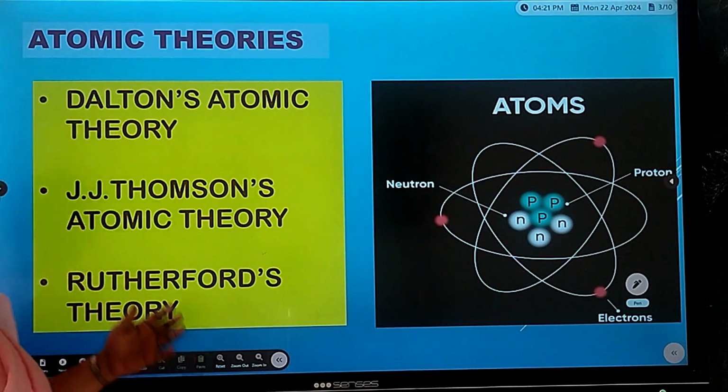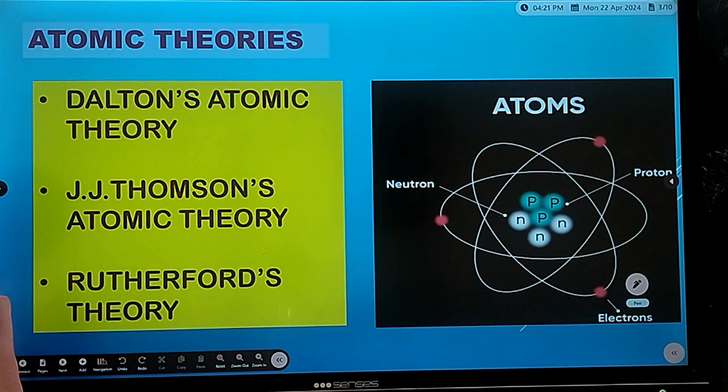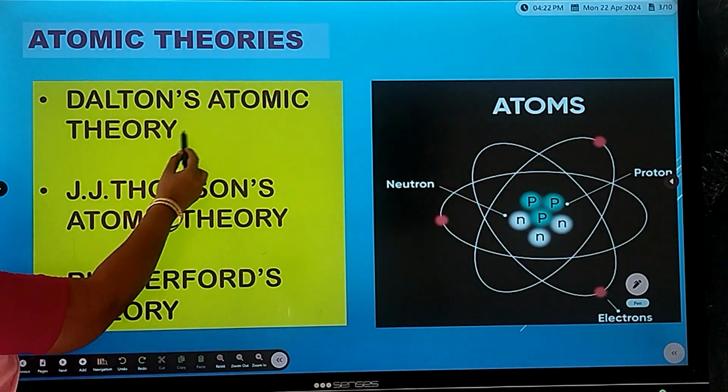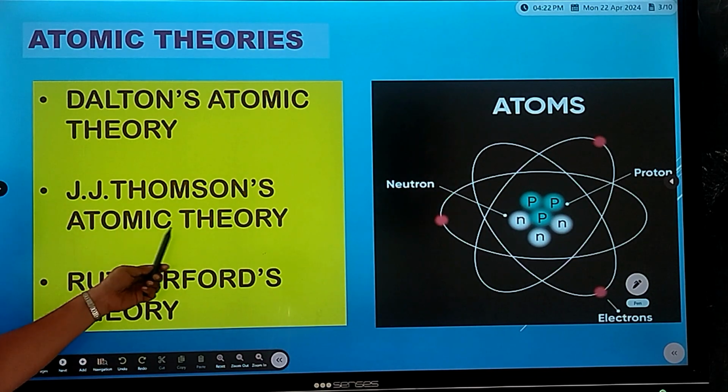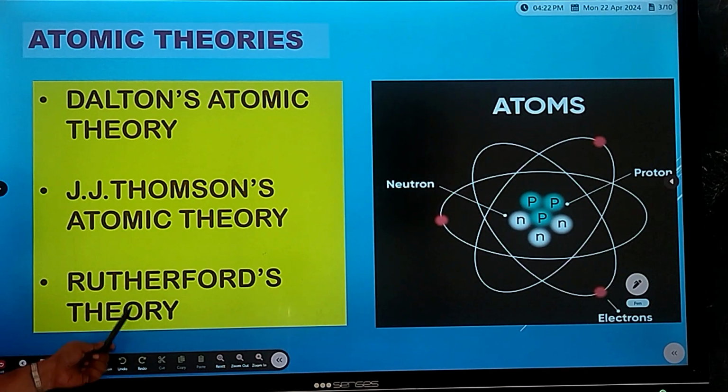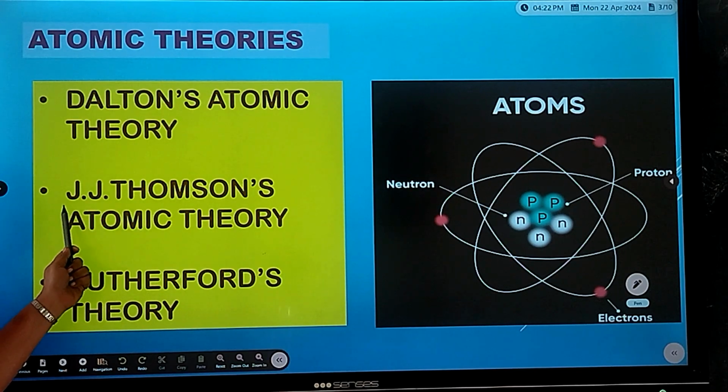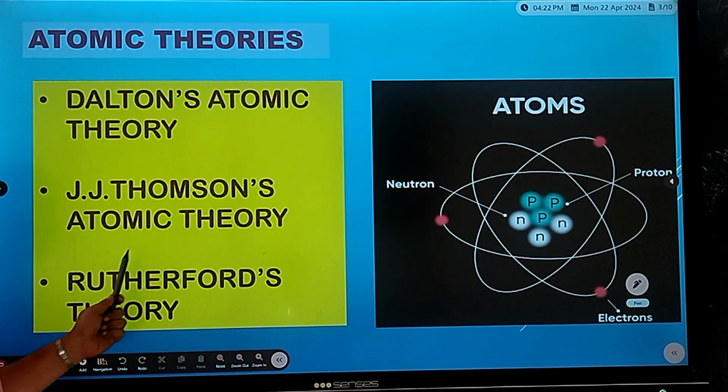Next, coming to atomic theory. There are various theories proposed by various scientists to show the structure of the atoms. The three main theories are Dalton's atomic theory, J.J. Thomson's atomic theory and Rutherford's theory. Let's see them in detail.